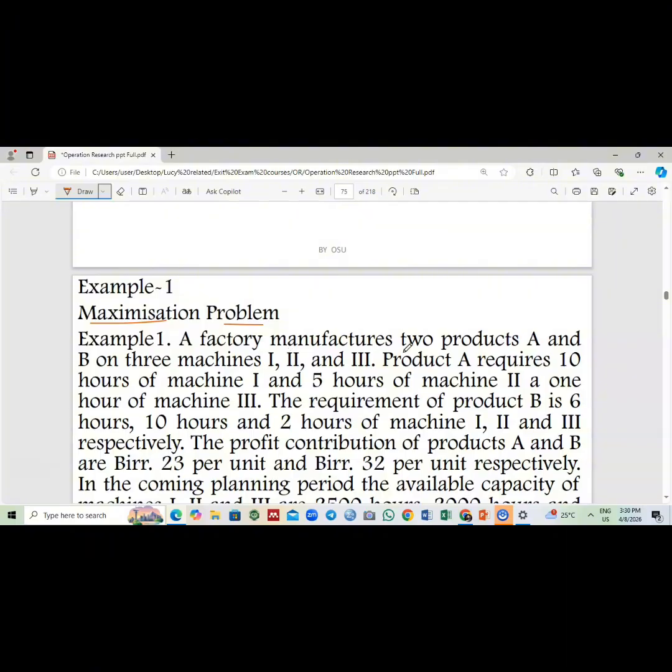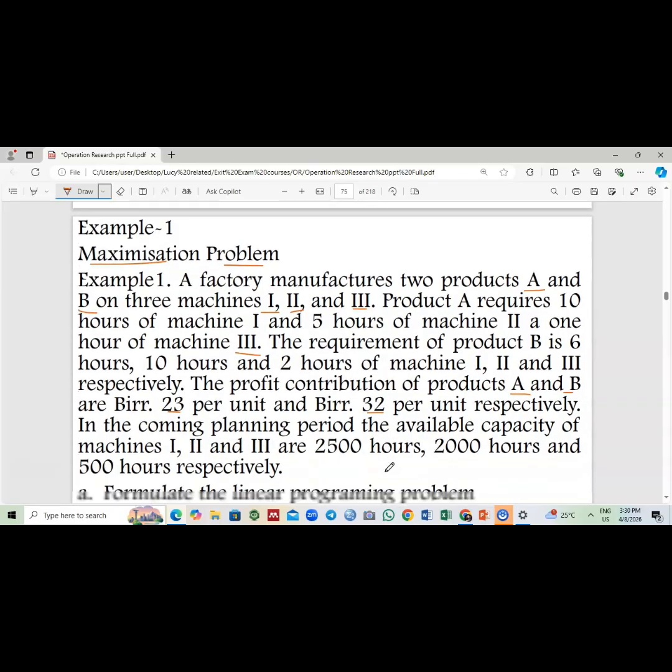A factory manufactures two products here, product A and product B, for three machines, machine 1, machine 2, machine 3. Product A requires 10 hours of machine 1, 5 hours of machine 2, and 1 hour of machine 3. The requirement of product B is 6, 10, and 2 of machine 1, machine 2, and 3 respectively. The profit contribution of products A and B is 23 per unit and 32 per unit respectively.